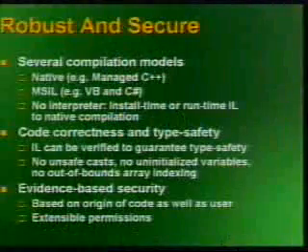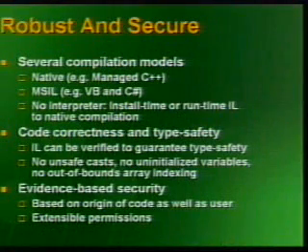In the .NET framework, we have several compilation models for code. There's the native code compilation model that Managed C++ uses, which basically compiles your source code directly to x86 native code. But then we also support MSIL, or the Microsoft Intermediate Language, which is used by Visual Basic and by the C# compiler.